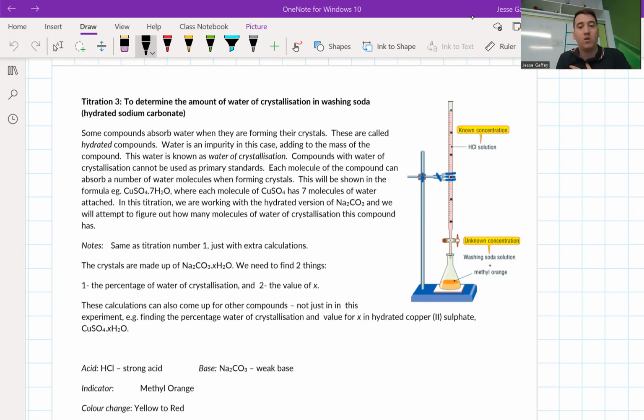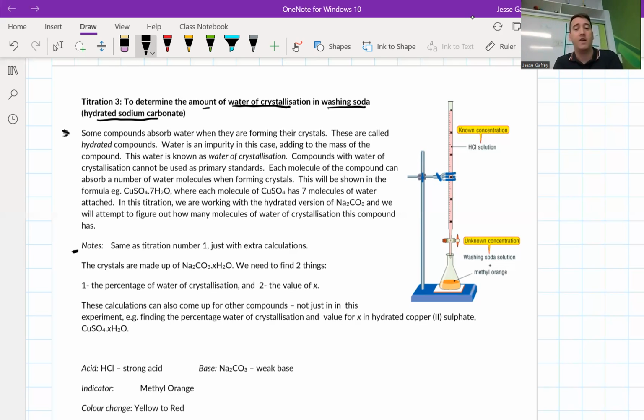As you can see, washing soda here is also called hydrated sodium carbonate. And the aim of this titration is to determine the amount of water of crystallization in these washing soda crystals. So what I'm going to do is get you to pause the video and read some of the theory. That paragraph down to about here, have a quick read of that yourself. Right, so it's pretty self-explanatory, I suppose. You should only be playing if you have gone ahead and watched this.